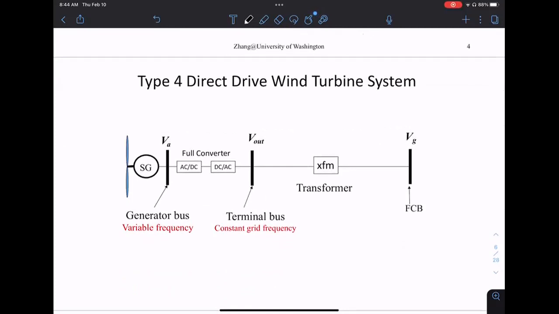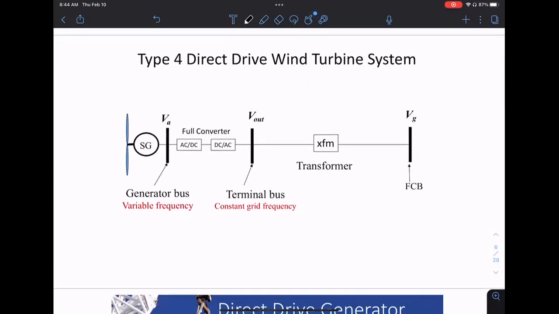So drawing this again, right? This is our picture of the type 4. This is called direct drive, because you don't have a gearbox. You're directly driving from one to the grid, getting rid of the mechanical gearbox in the middle. Okay, so you have a variable frequency, you have a terminal bus frequency, you have some transformer, and this connects to the grid.